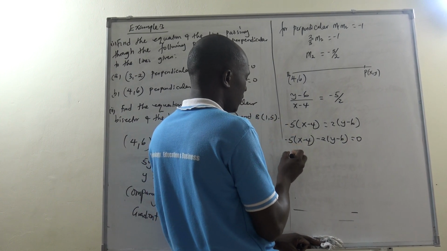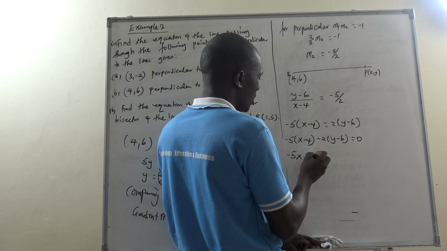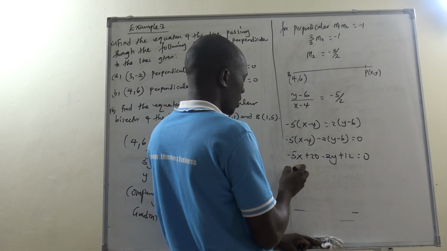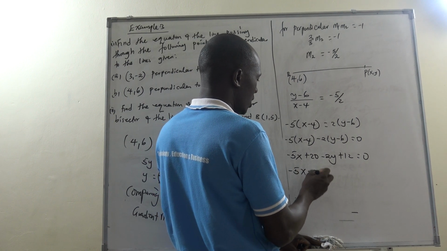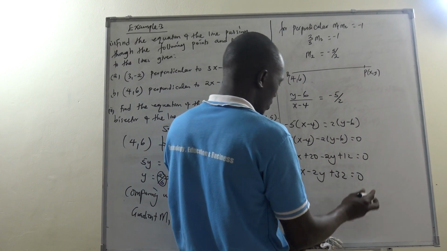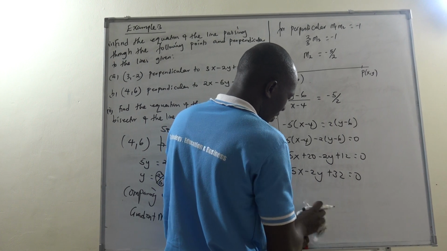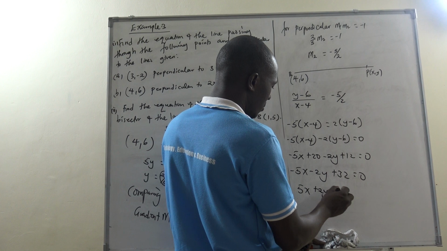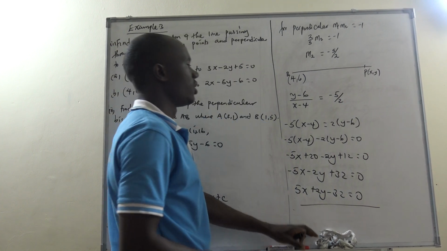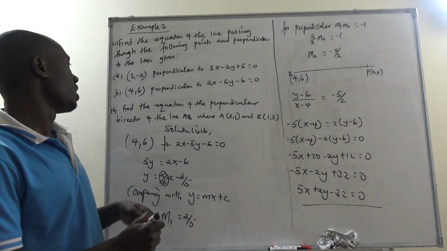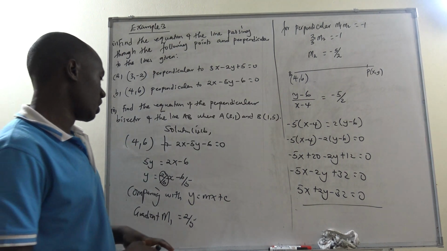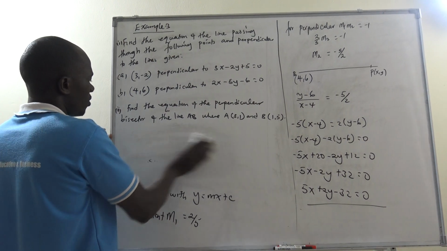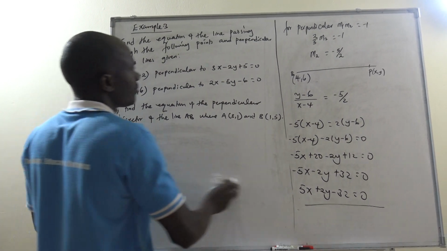So we are getting -5x plus 20 minus 2y plus 12 equals 0. So we are getting -5x minus 2y plus 32 equals 0. Dividing throughout by negative, we are getting 5x plus 2y minus 32 equals 0. This is what you can do when it comes to such kinds of questions. So we are now moving to part Roman 2 of the question.